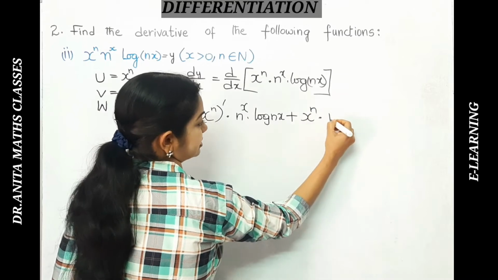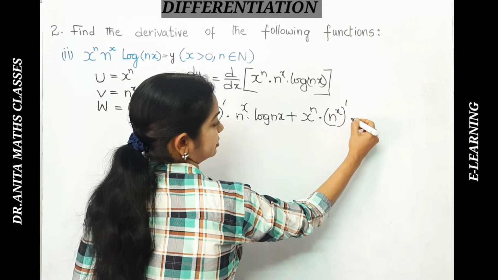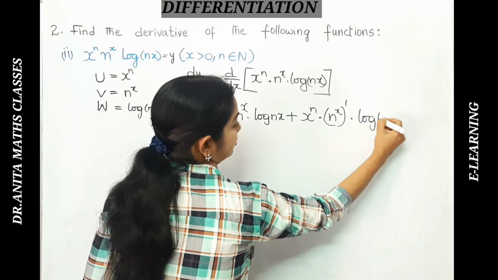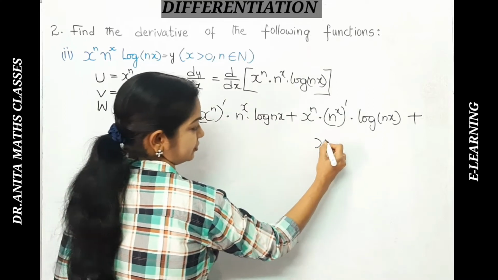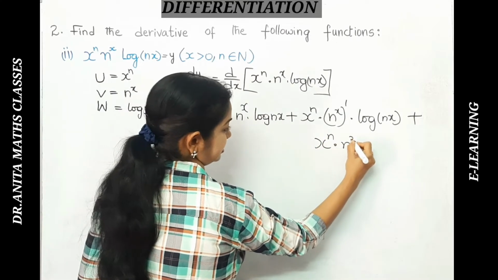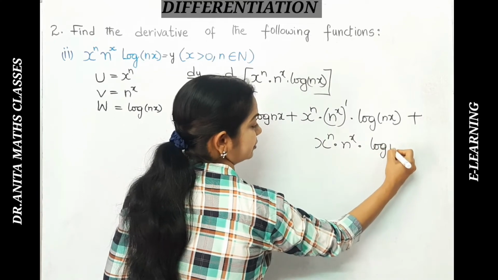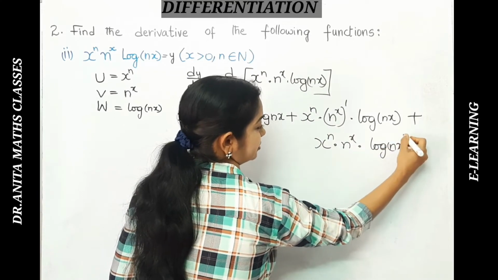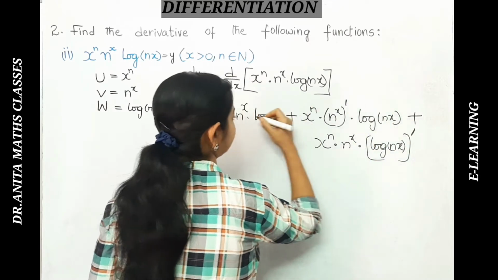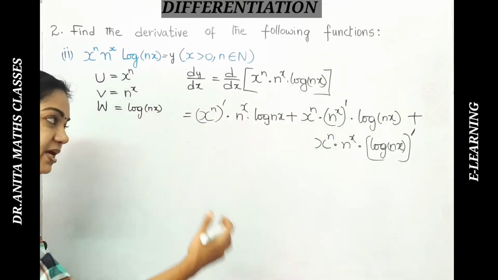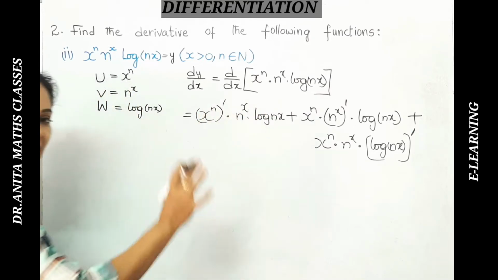First I'll write this, differentiation of the second function v, with log of nx, plus the third one. So first and second as it is, and the third function, that is w, we need to differentiate. So I'm keeping it as dash. Okay, there are n number of functions, like that. Likewise, we differentiate only one, keeping the other two as it is.